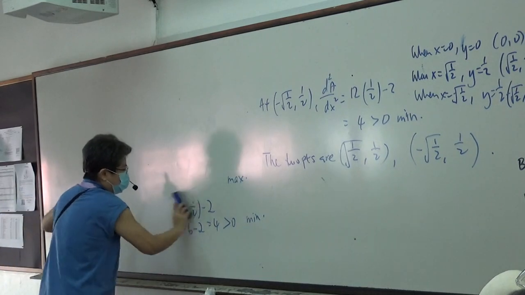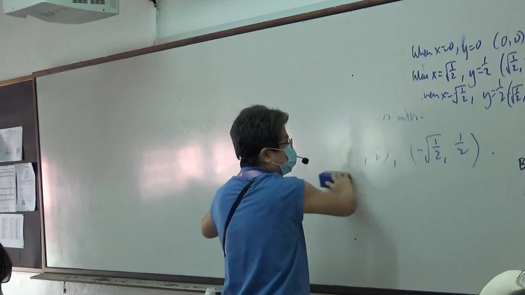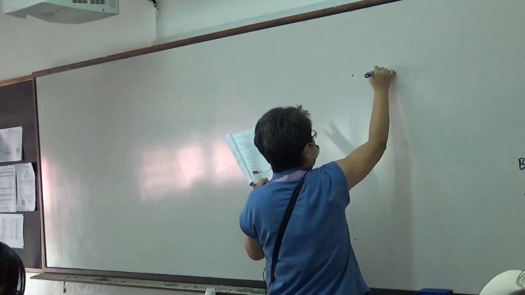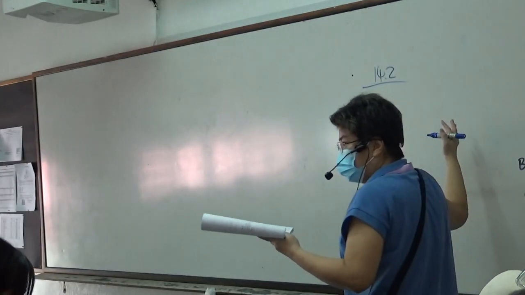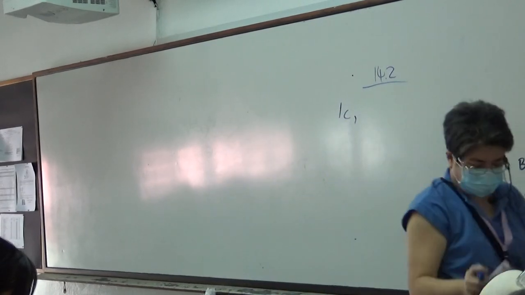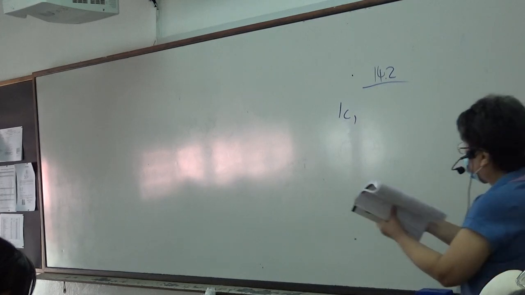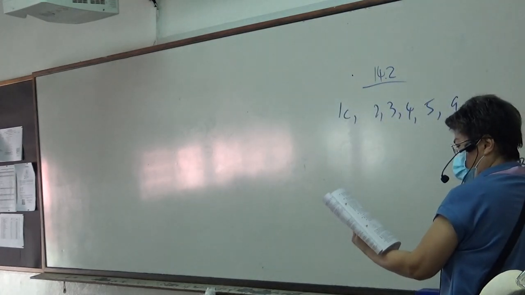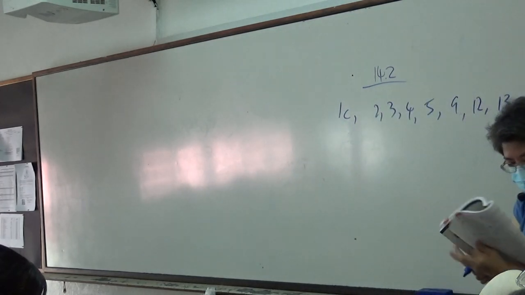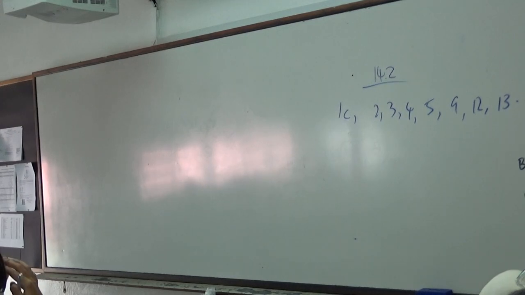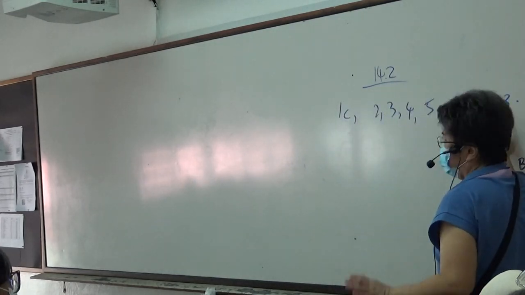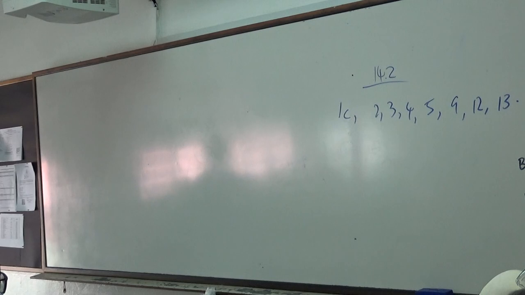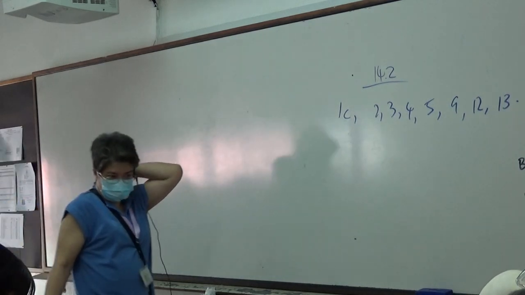I will guide you. Okay, 14.2. I will write down all the questions first, will that be okay? 1C, two, three, four, five, nine, 12, and 13. Why do I have all this? 12 and 13 are not easy, but they can come out because they like this type of questions. Do you understand? They give you some pictures, then they ask you to do it. Okay?